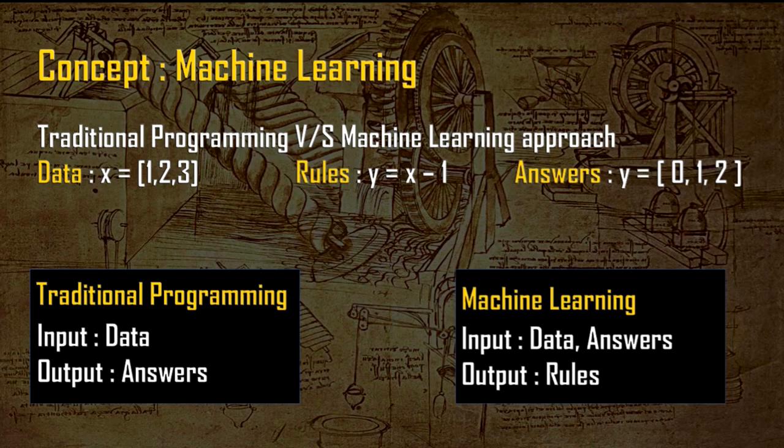Let's take a very simple example. For data, let's say we have this list of numbers 1, 2, 3, and the rule is y = x - 1, just a normal line equation, and the answers, if you put x into this, are 0, 1, 2. So in traditional programming, we feed x into it, we know the rules, and we get the answers. But in machine learning, we feed the data and the answers and it predicts this equation. It finds this equation automatically. So that's the advantage of machine learning.